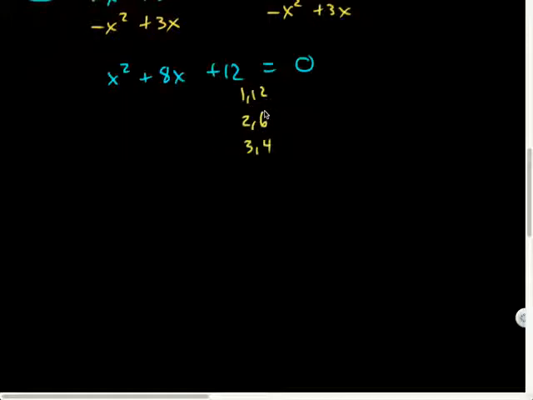Oh, I do as well. It's a good choice. So what does this mean? This means x plus 2 times x plus 6 is equal to 0. Don't forget your equals 0.